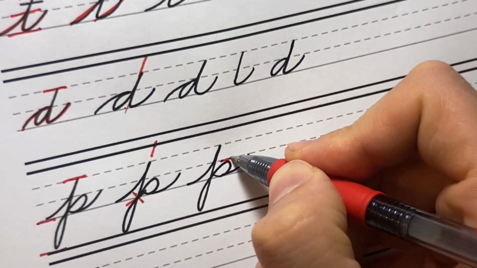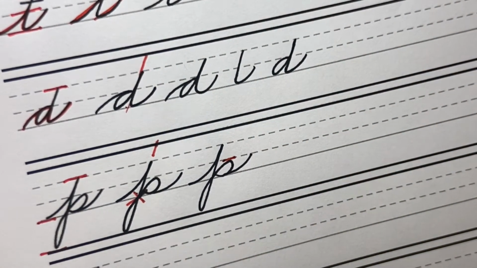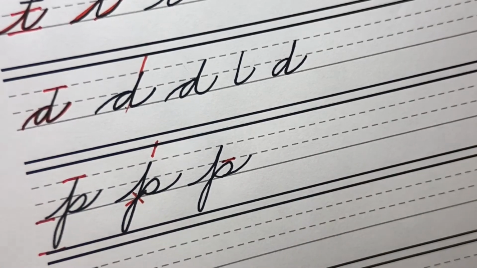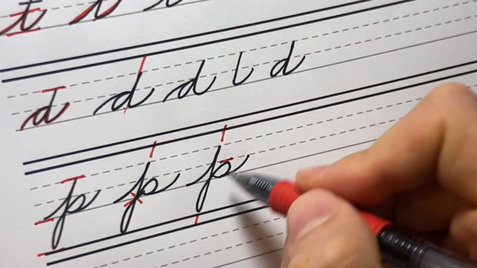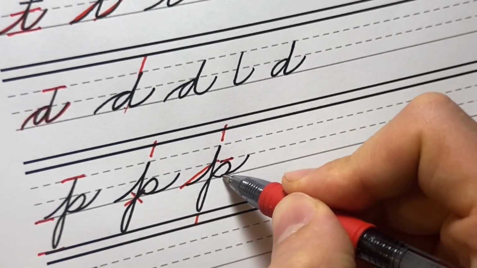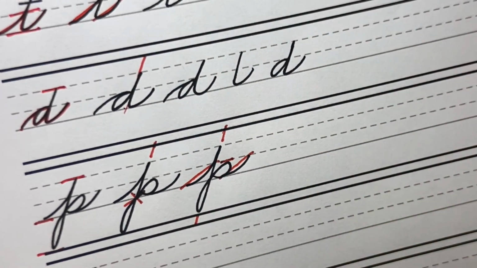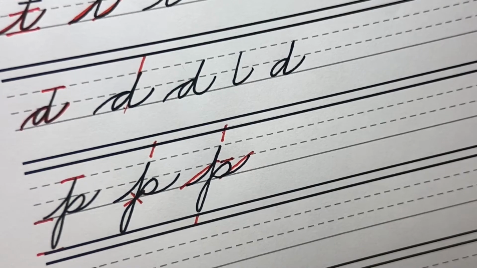I missed the excite just by a hair there. Not a big deal, but something to notice. And again, you just want this loop and downstroke to be on that main slant, and then you want to see your connective slants there and there with that entry and exit underturn strokes.